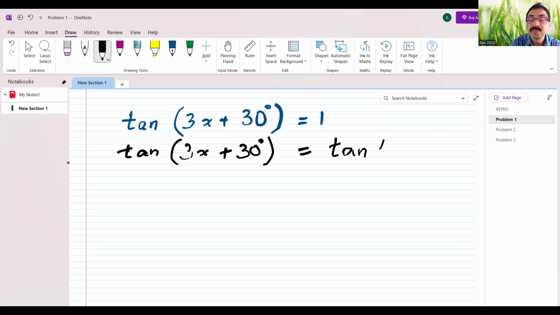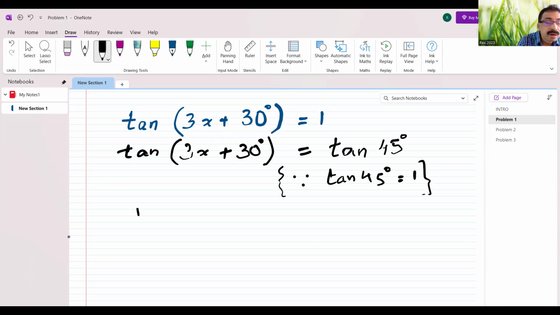45 degrees. Whenever you mention something like this, you also need to mention why it is, since tan 45 is equal to 1. Right? So what do we have now? Tan of 3x plus 30 degrees is equal to tan 45.